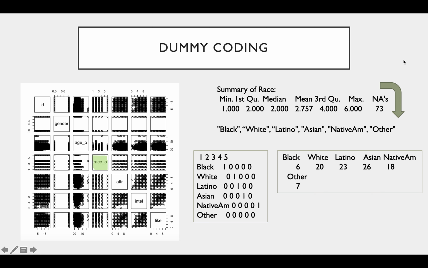We have NAs here basically due to probably a loss of data or data that was not computed or put in correctly. And here we have a nice little plot of the overall variables. So basically overall there were 6 Black participants, 20 White, 23 Latino, 26 Asian, 18 Native American, and 7 other.